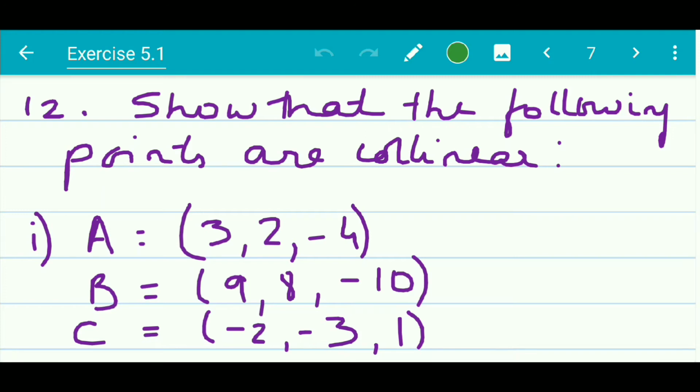The next, the 12th question, I would say that it is very important. They can easily give it for at least 3 marks actually.